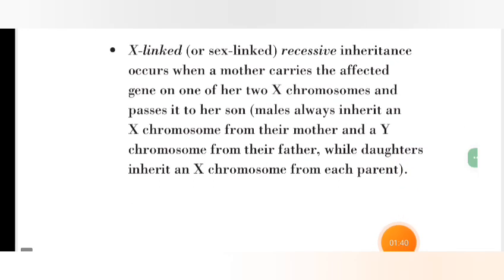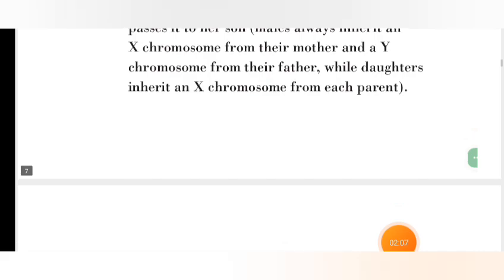The next is the X-linked or sex-linked recessive inheritance, which occurs when a mother carries the affected gene on one of her two X chromosomes and passes it to her son. Males always inherit an X chromosome from their mother and a Y chromosome from their father, while daughters inherit an X chromosome from each parent.